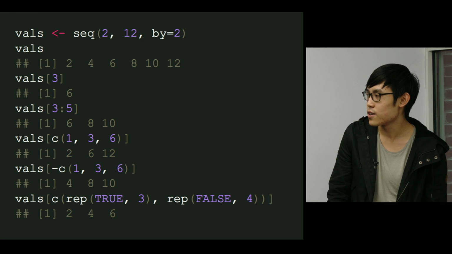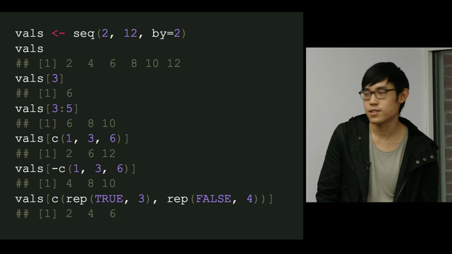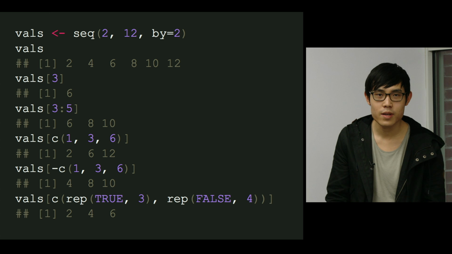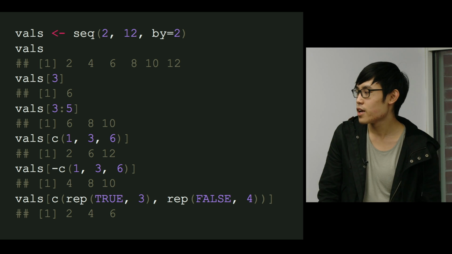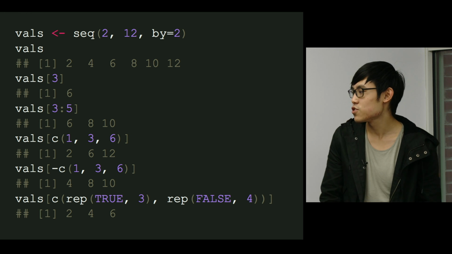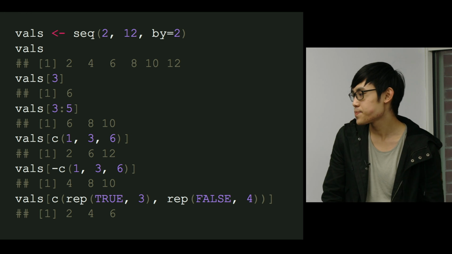So here is vals and then the first, third, and sixth elements. And then if you want to do a complement, you just put the minus sign beforehand, and that'll give you everything that's not the first, third, or sixth elements. So this will be 4, 8, and 10.